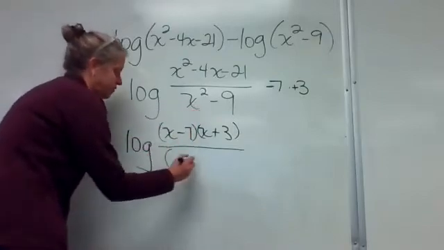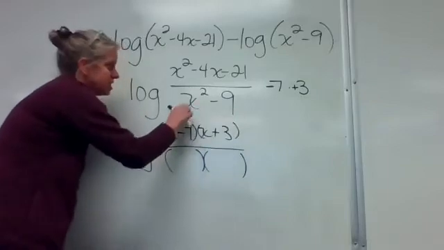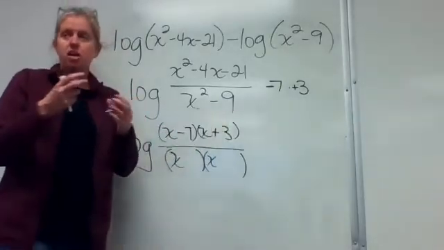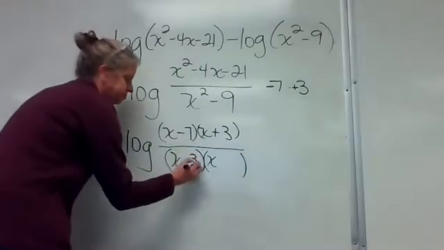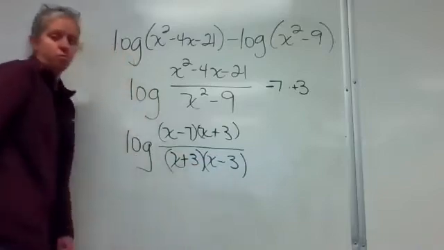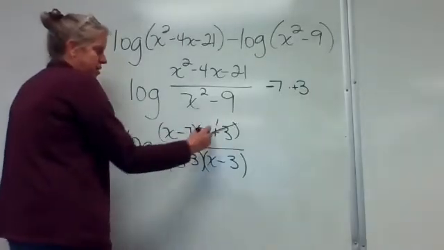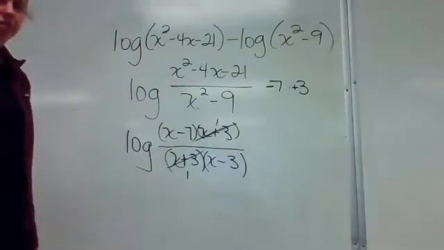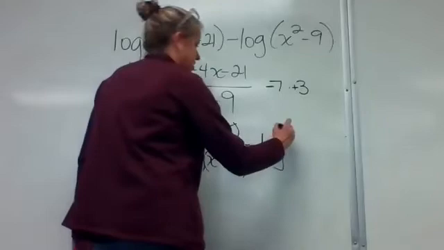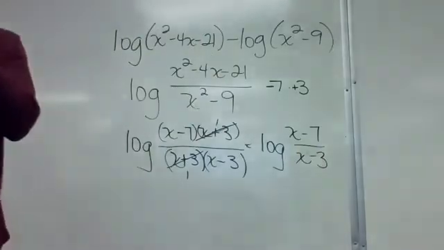Now, the denominator also factors because it's a difference of two perfect squares. It's still x and x for the x squared. Now, what's the number? The same number, and you multiply it together and get 9: 3 and 3. When you do difference of squares, you always have one of each sign, one positive and one negative. So now I see I have x plus 3 in the top and bottom. So those will cancel. So now I'm just left with log in the top, x minus 7 over x minus 3.